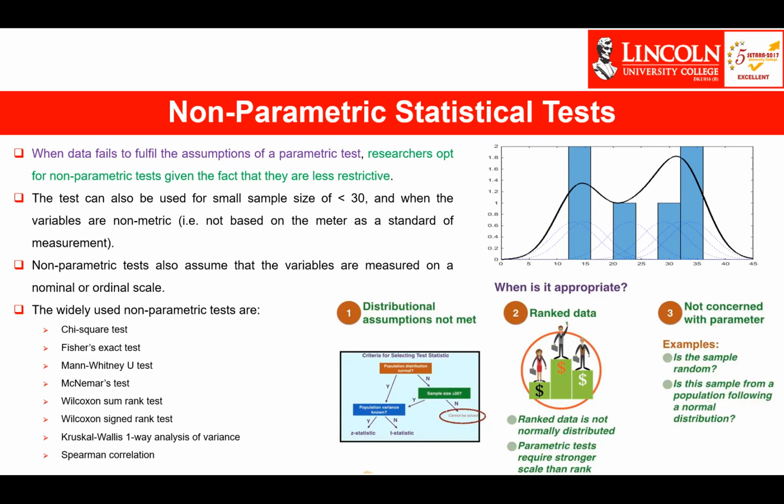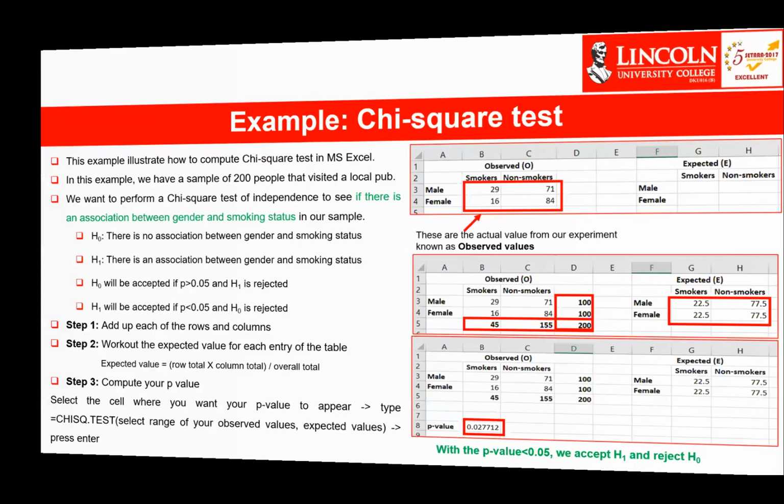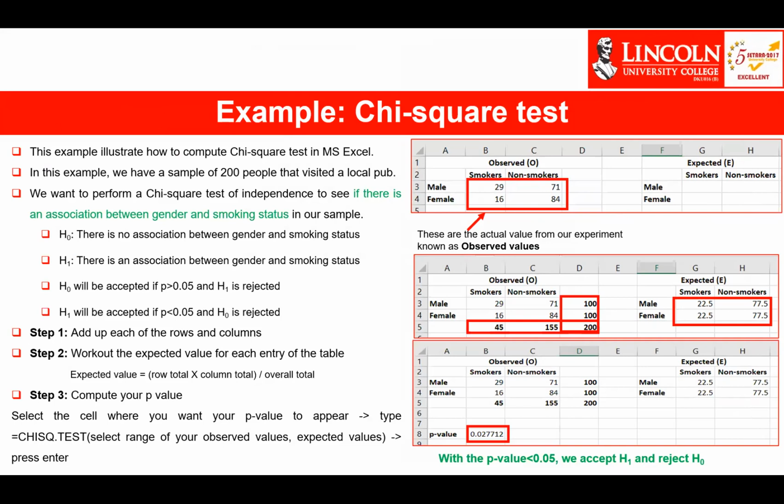We have chi-square tests, we have Fisher's exact test, we have Mann-Whitney U test, we have McNemar's test, we have Wilcoxon rank-sum test, we have Wilcoxon signed-rank test, we have Kruskal-Wallis one-way analysis of variance, and we have Spearman correlation, and a few other ones. These are just some of them. So let's quickly look at the first one, which is actually chi-square test.